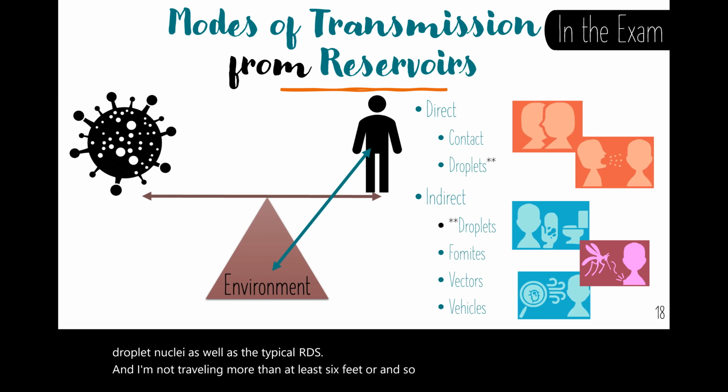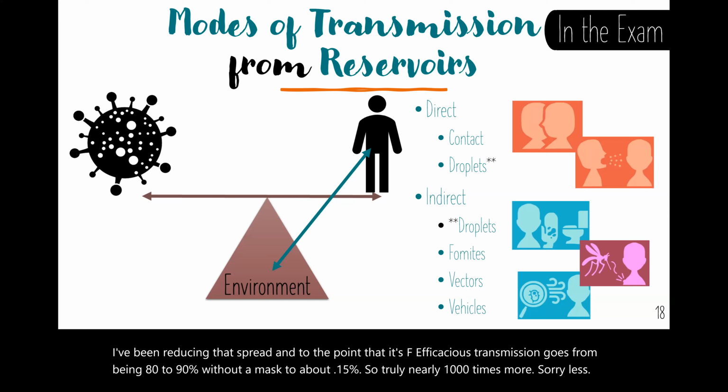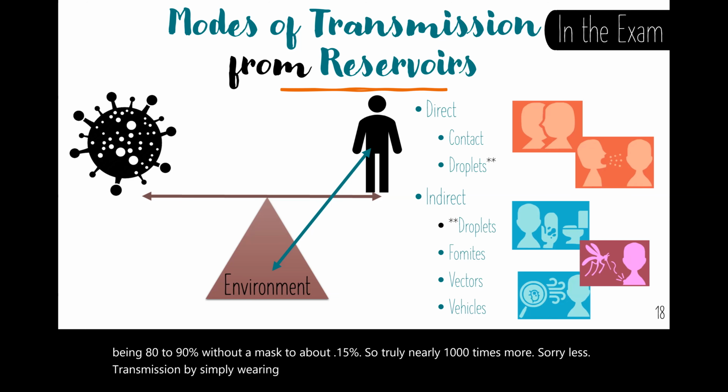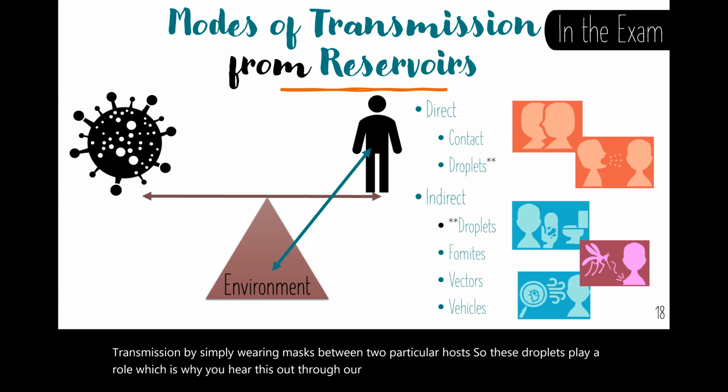To the point that the efficacious transmission goes from being 80 to 90% without a mask to about 0.15%. So truly nearly 1,000 times less transmission by simply wearing masks between two particular hosts. So these droplets play a role, which is why you hear this throughout our conversations about the disease.